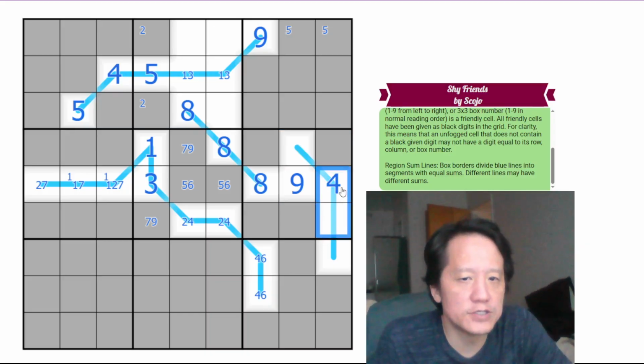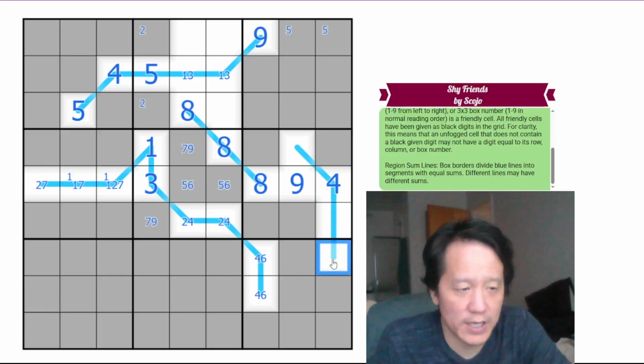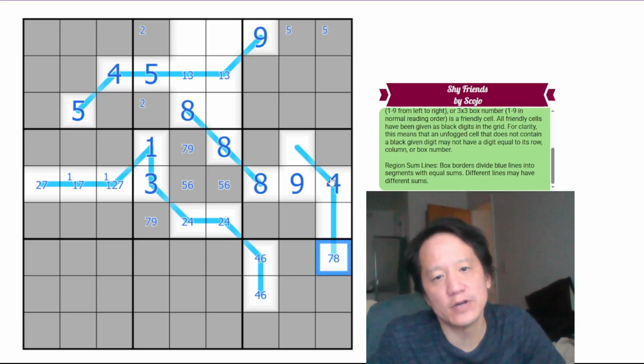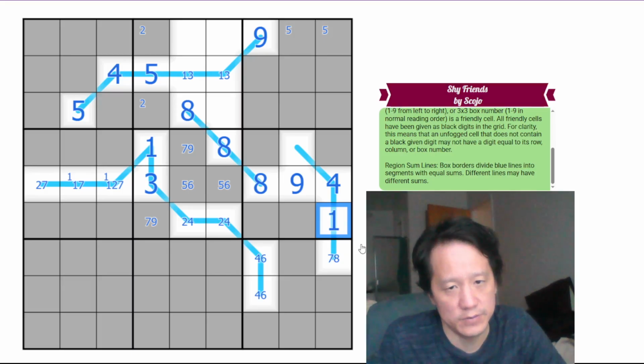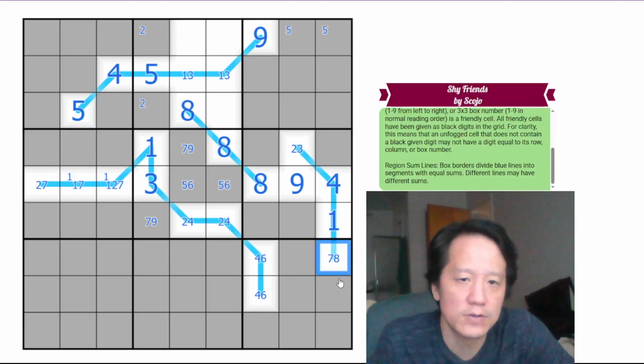These 3 digits must add up to that digit, and this is not given, so it cannot be 9. So it has to be either 7 or 8, because 4 with either 1 and 2 add up to 7, 4 with 1 and 3 add up to 8. Either way, you need a 1 here, so this has to be 1. And this is 2 or 3, which adds up to 7 or 8 here.